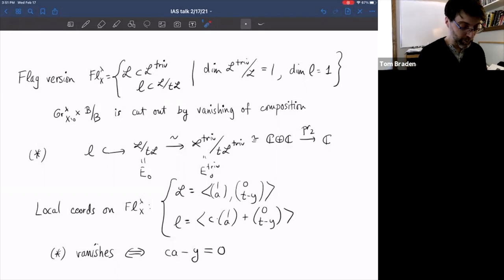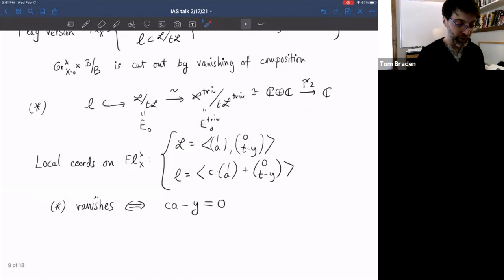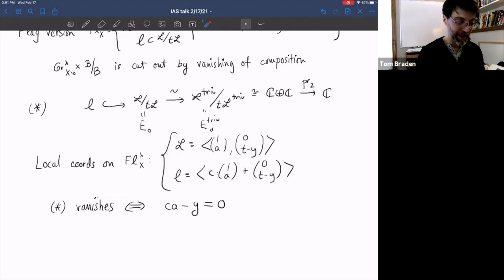Okay, so now I can write really explicit local coordinates, and there are several different coordinate patches, but what I'm writing down here is the one where the interesting thing happens. So you have to look at different torus fixed points and see which one is going to have the interesting behavior. But it turns out that if I take my lattice to be, I'm looking at a neighborhood of the lattice spanned by (1, 0) and (0, t). And to get a neighborhood of that, you take (1, a) and (0, t minus y), where, again, y is the parameter on the curve X. And my L is going to be a linear combination of the two basis vectors. These are basis vectors of L mod TL.